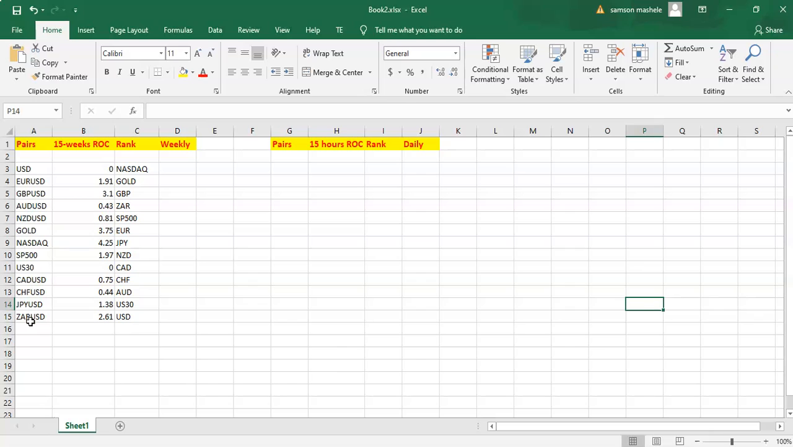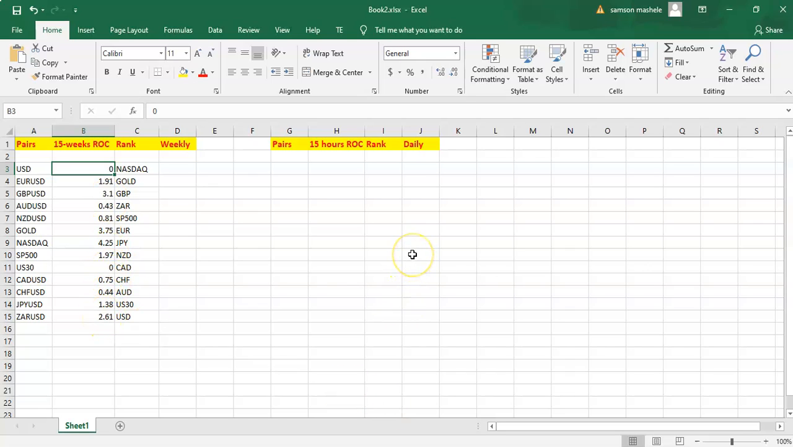So what I found is that it's on 2.61 against USD, because I only compare every pair with USD. Once I understood this, I was certain that ZAR is actually stronger than USD. So selling USD, buying ZAR is actually good. USD ZAR sell was actually good that week.